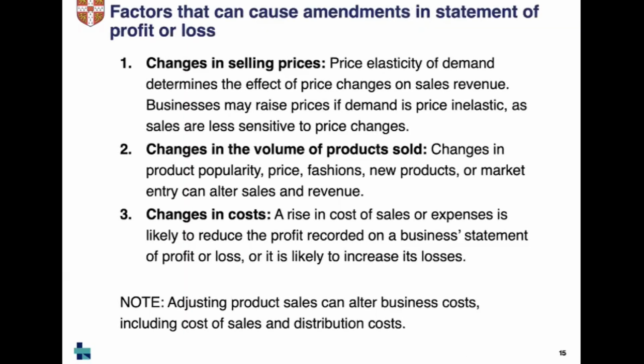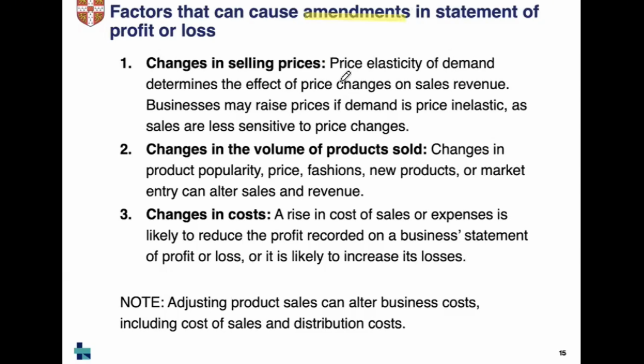All right, and then let's look at some of the factors that can cause changes in the statement of profit or loss in the financial statement. Number one is the change in the selling price. So we are selling bottles of water. It is at 1 riyal. That means that if we sell 50 bottles, we make 50 riyals. If we sell 500 bottles, 500 riyals. If we sell 5,000 bottles, we are making 5,000.